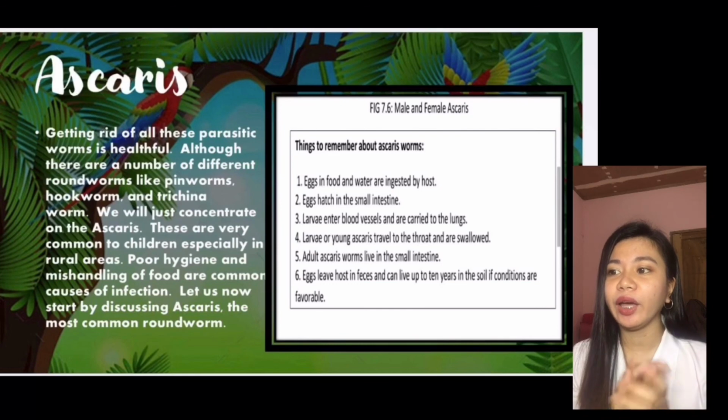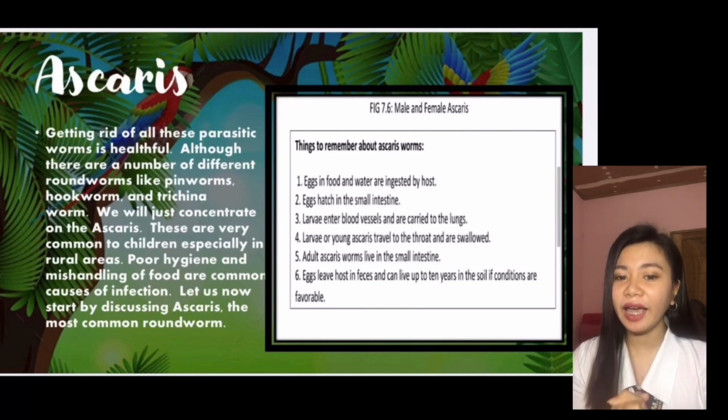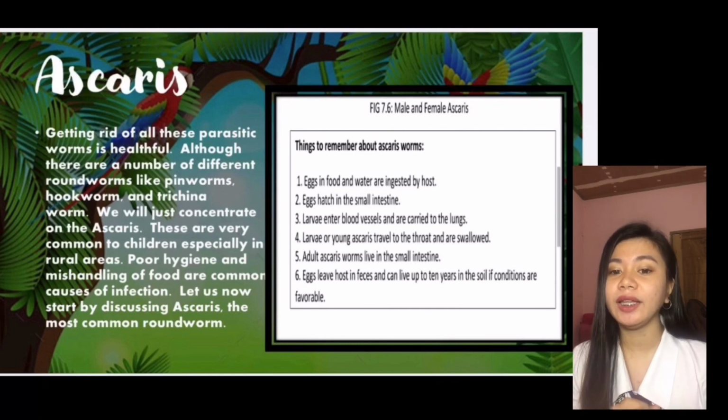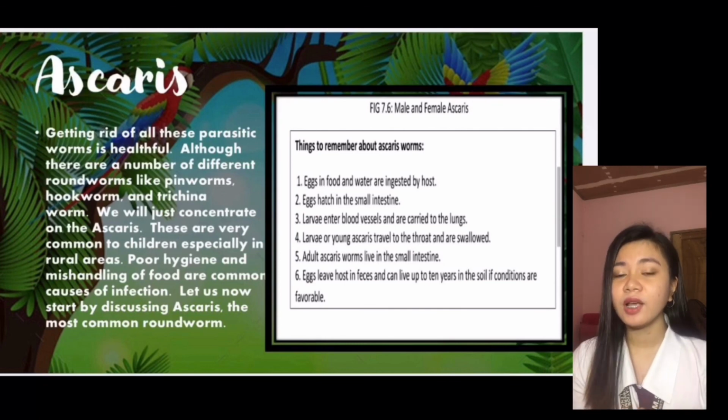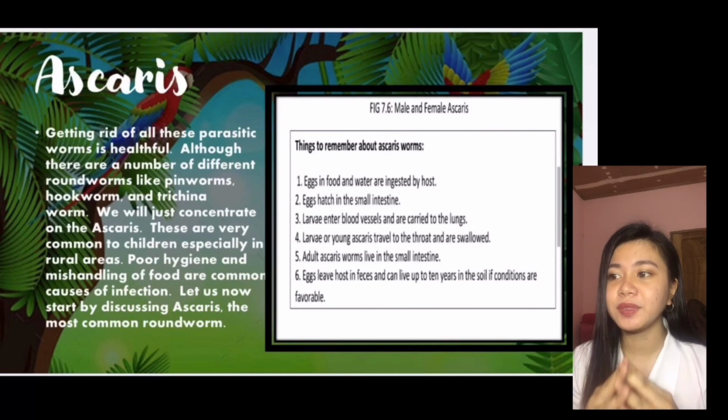And yung egg na yon ay possible din na makuha natin sa mga vegetables na kinakain natin, fruits and vegetables na hindi ayos ang pagkakahugas or hindi ayos yung pagkakaluto and hindi nabalatan ng ayos. Yung mga tao daw na infected nito ay hindi daw magkakaroon or walang shown symptoms.